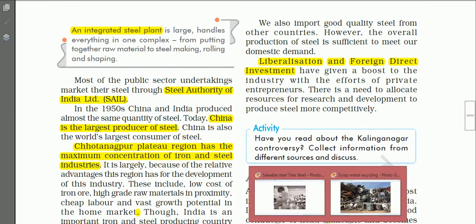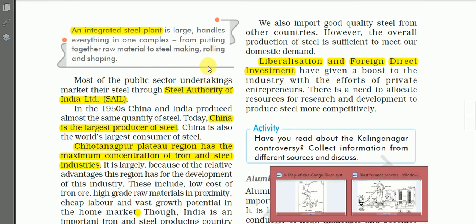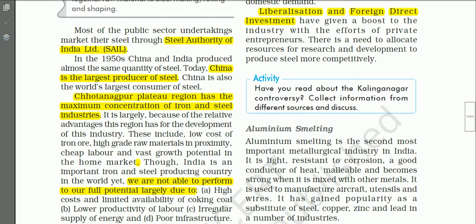Okay, so this is about the iron and steel industry.